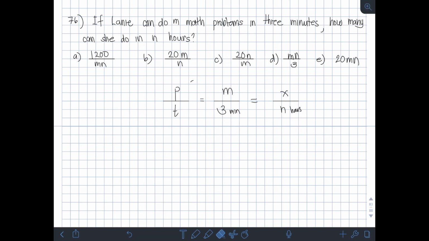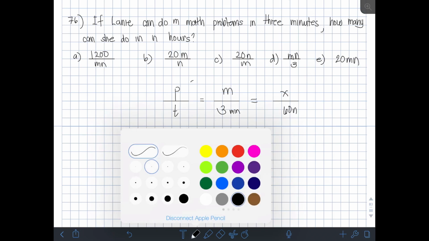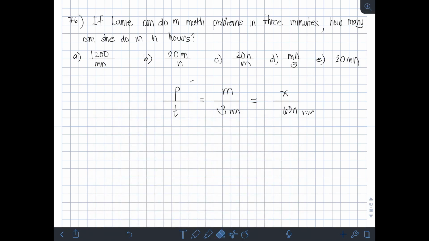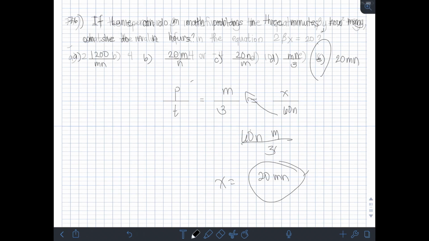So, this N hours, how many minutes is that? We just multiply it by 60. Right? Because 1 hour is equal to 60 minutes. Now, let's just solve for X. So, they're both minutes now, right? So, you can cancel these minutes. Okay? So, it's just cross multiplication. So, 60n times m over 3. Or, 60 divided by 3 is 20 times nm or mn. So, therefore, this is the number of math problems that Lani can solve in n hours. 20 mn. Letter E. Okay?